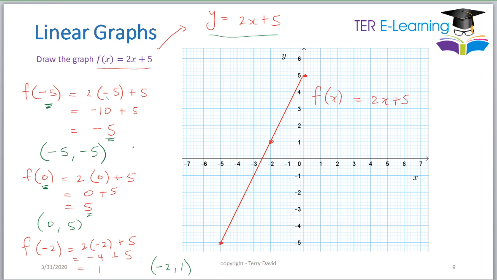So the first coordinate that we got was minus 5, minus 5. The second coordinate that we got was 0, 5. And the third coordinate that we got was minus 2, 1. I plotted each of those points and I drew a line through those points. So that is how we draw a linear function. Let's try the next one.